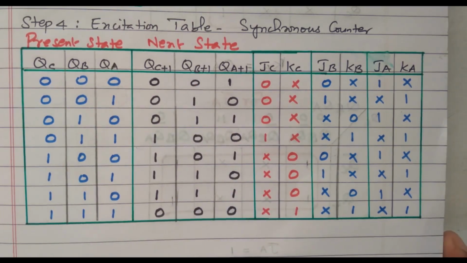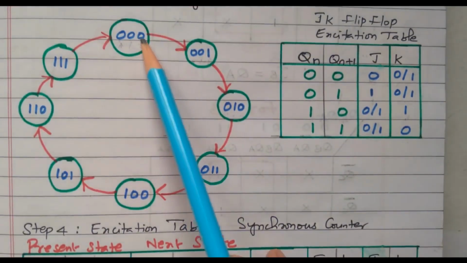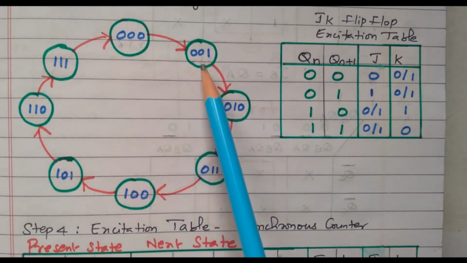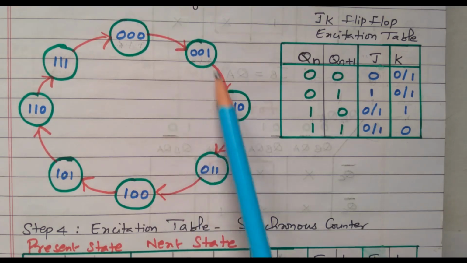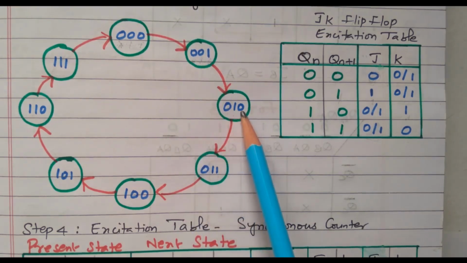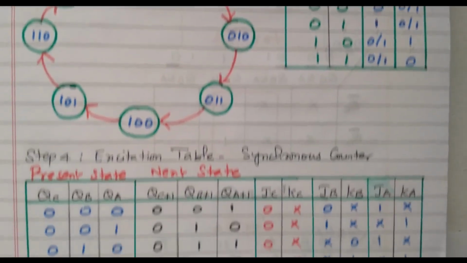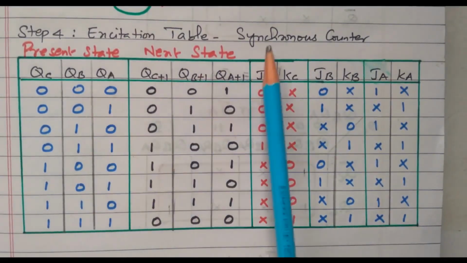I will explain with the state diagram. So the present state is 000, 001, 010, like that. What is the next state? From 000 the next state is 001. For 001 the next state is 010. For 010 the next state is 011. So one position is changing. Based on that we wrote the excitation table for the synchronous counter.